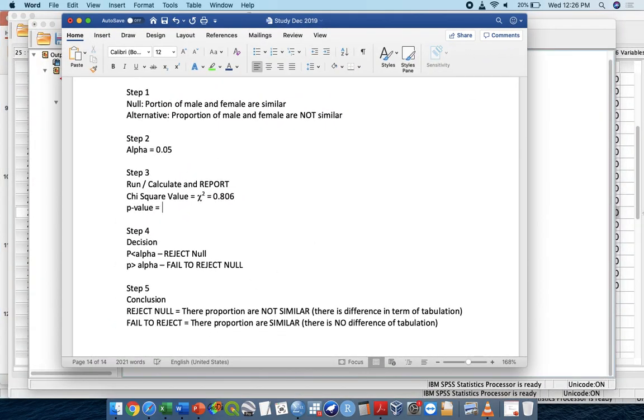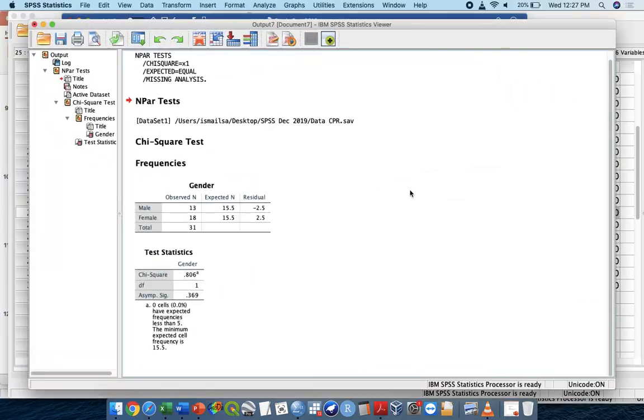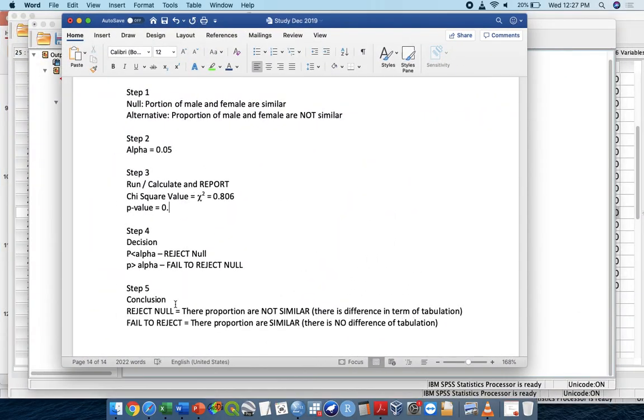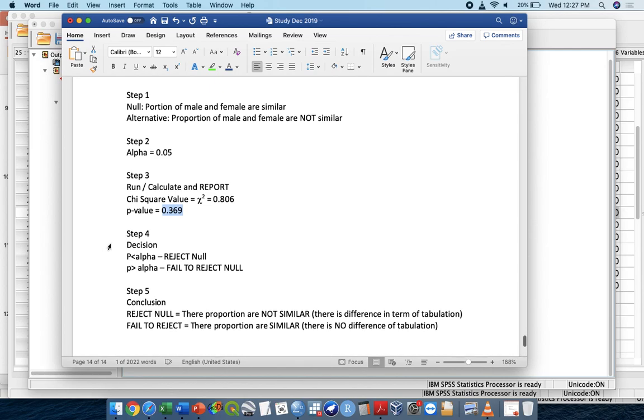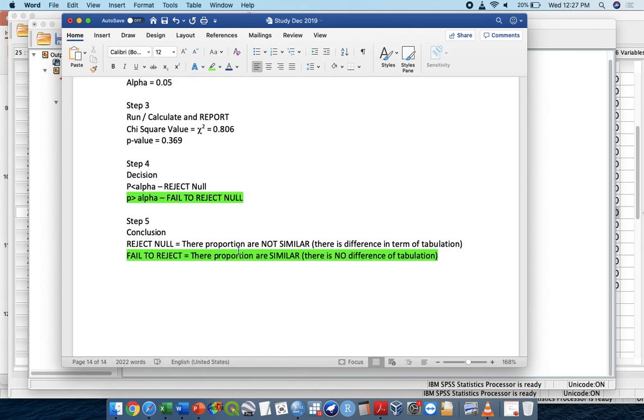0.806, and then your p-value just now is 0.369. That means the p-value is more than alpha or less than alpha? More than alpha. You reject or fail to reject the null hypothesis? Very good. You fail to reject the null hypothesis. So what is your conclusion then? Yes, fail to reject the null hypothesis, and therefore you are going to say that the proportions are similar. The proportions of male and female are similarly the same.